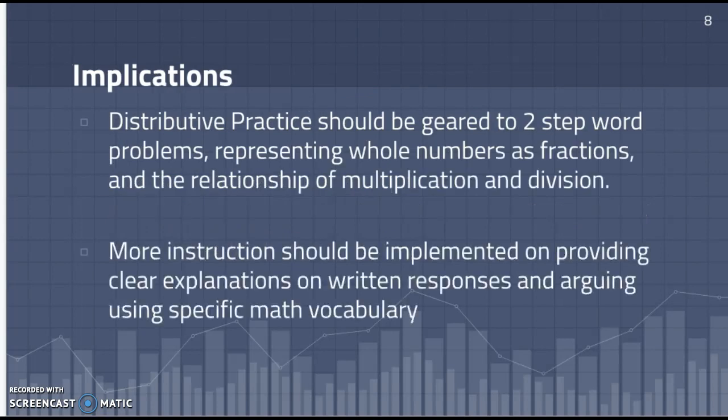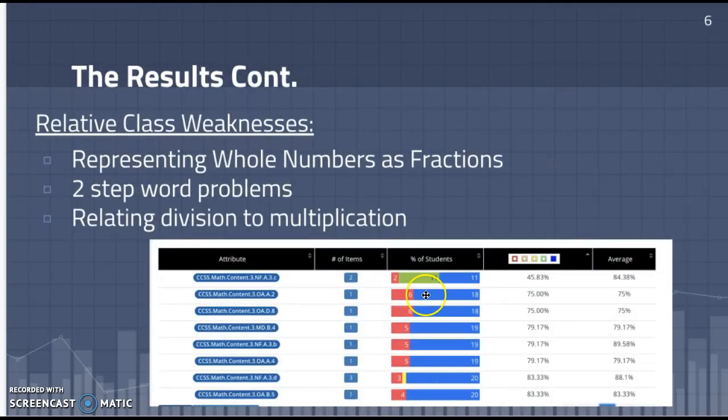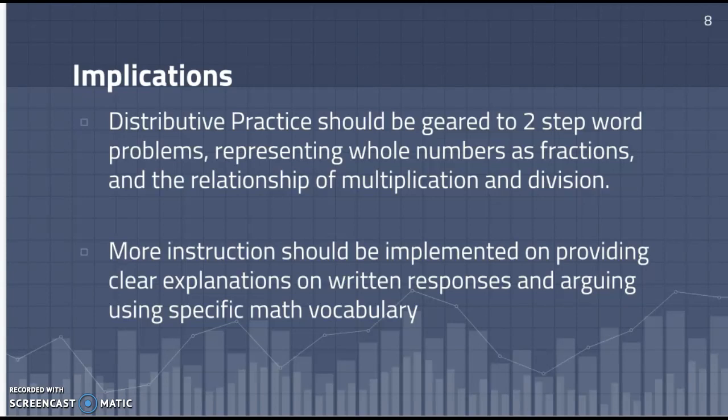Some really important implications to take away from the assessment is all of those areas here that were some weaknesses for our class shouldn't just be ignored. There should be some distributive practice in place from here until the end of the year to really hone in on those areas that the class has been struggling with.